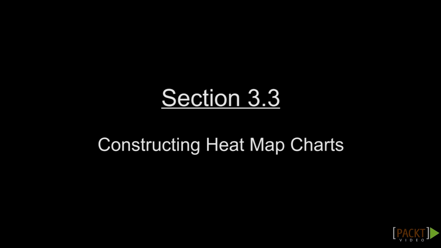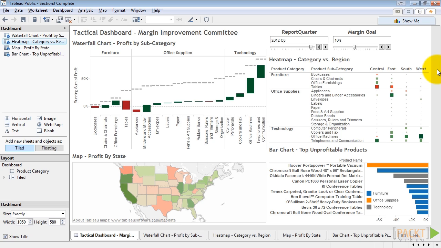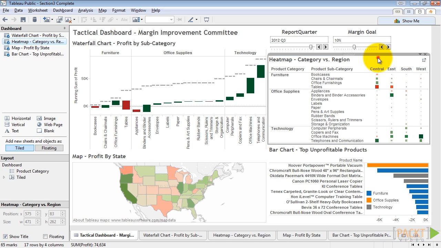In the last video, we built a waterfall chart to show how each subcategory contributes to our bottom line. In this video, we'll focus our viewers' attention on the amount of profit by two dimensions, subcategory and region, using a type of chart called a heat map. A heat map allows us to quickly highlight important intersections of dimensions or discrete fields on a single chart.